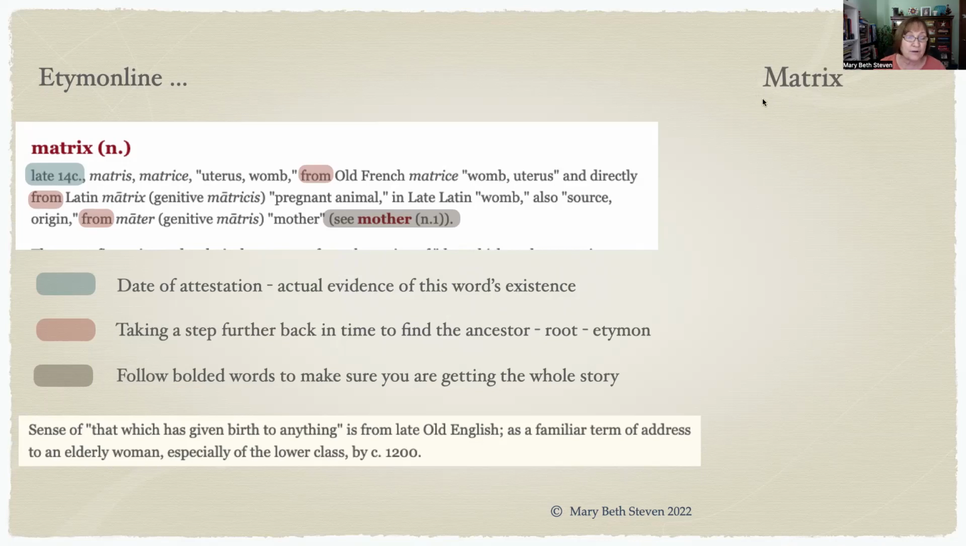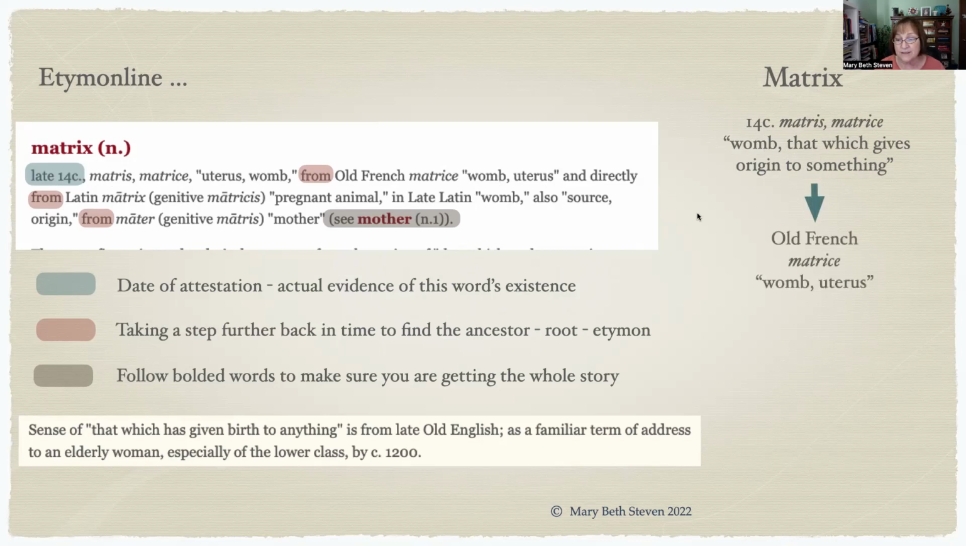So we have the word matrix, and we know that it's first attested, 14th century, has two different spellings, used to mean a womb or that which gives origin to something. All right, we see that in the entry here. Now, when we come to this first "from," I'm going to have them draw a down arrow. It's from Old French, matrice, having a sense of womb or uterus. Okay, as we're going along in this entry, we come to another "from."